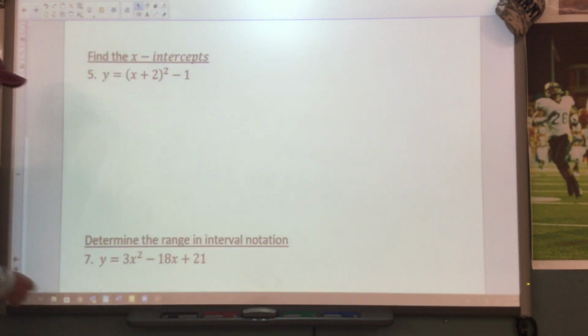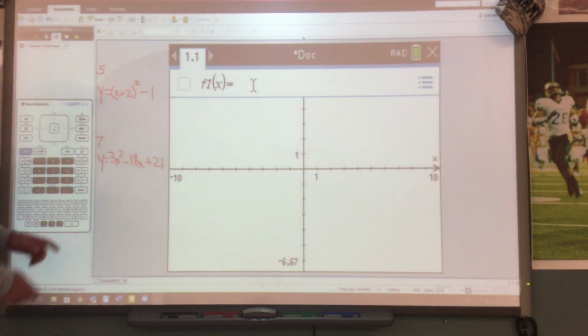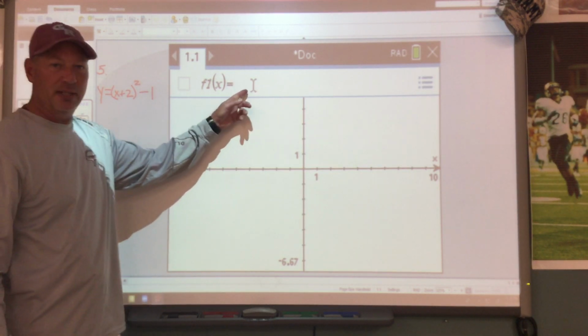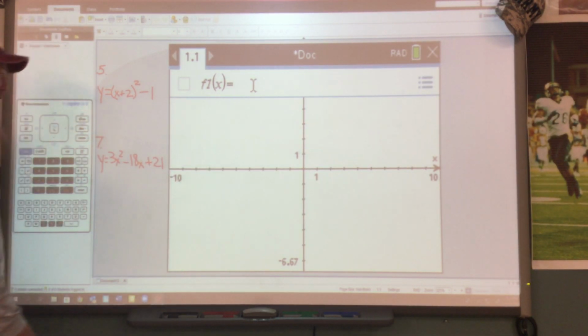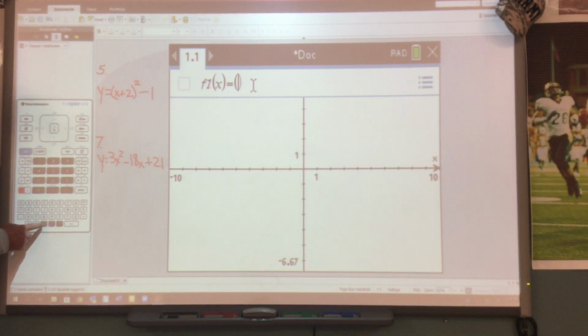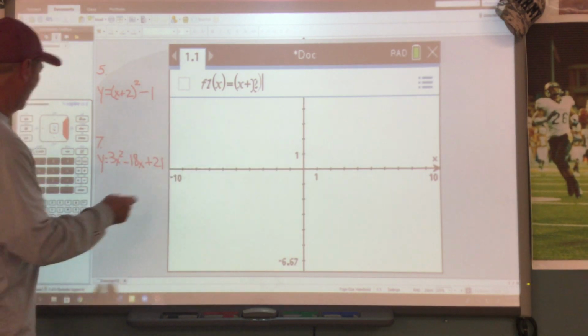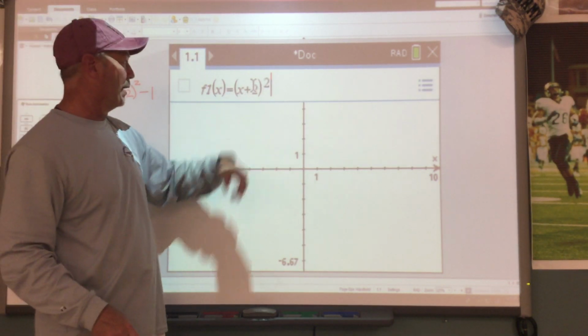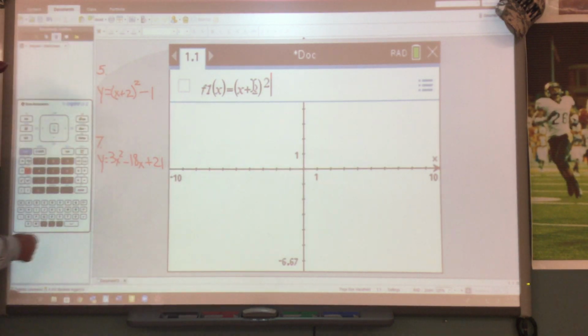We're going to use the calculator, so when we pull up the calculator, this is our equation for number 5. Okay, so we need to input this in the calculator. So we're going to say parentheses, and we're going to say x plus 2, x plus 2. We need to get outside of the parentheses, and then we need to square it. So you have x plus 2 squared minus 1.